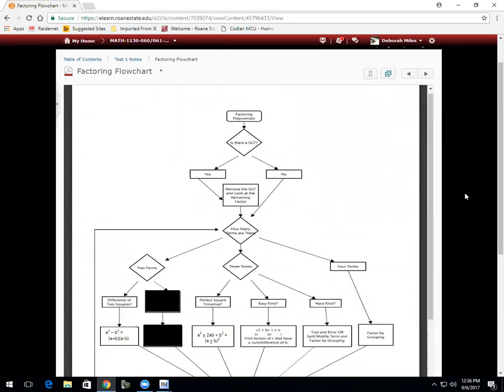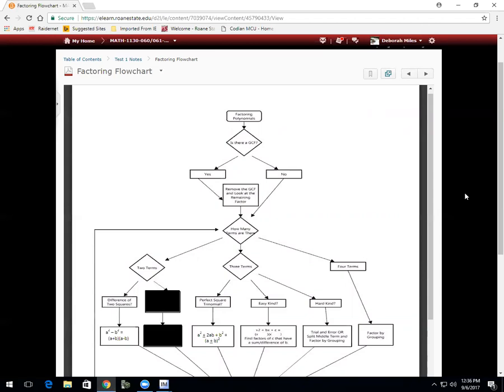The first thing in the notes says always look for a GCF. If there is a GCF, go this way to yes and factor it out. If there isn't a GCF, you can skip that step and go to step 2. How many terms are there? Well, the kind of factoring you do depends on how many terms you have. If you have a binomial, the only kind of binomial we're going to learn to factor is the difference of 2 squares, and there's how you factor it.